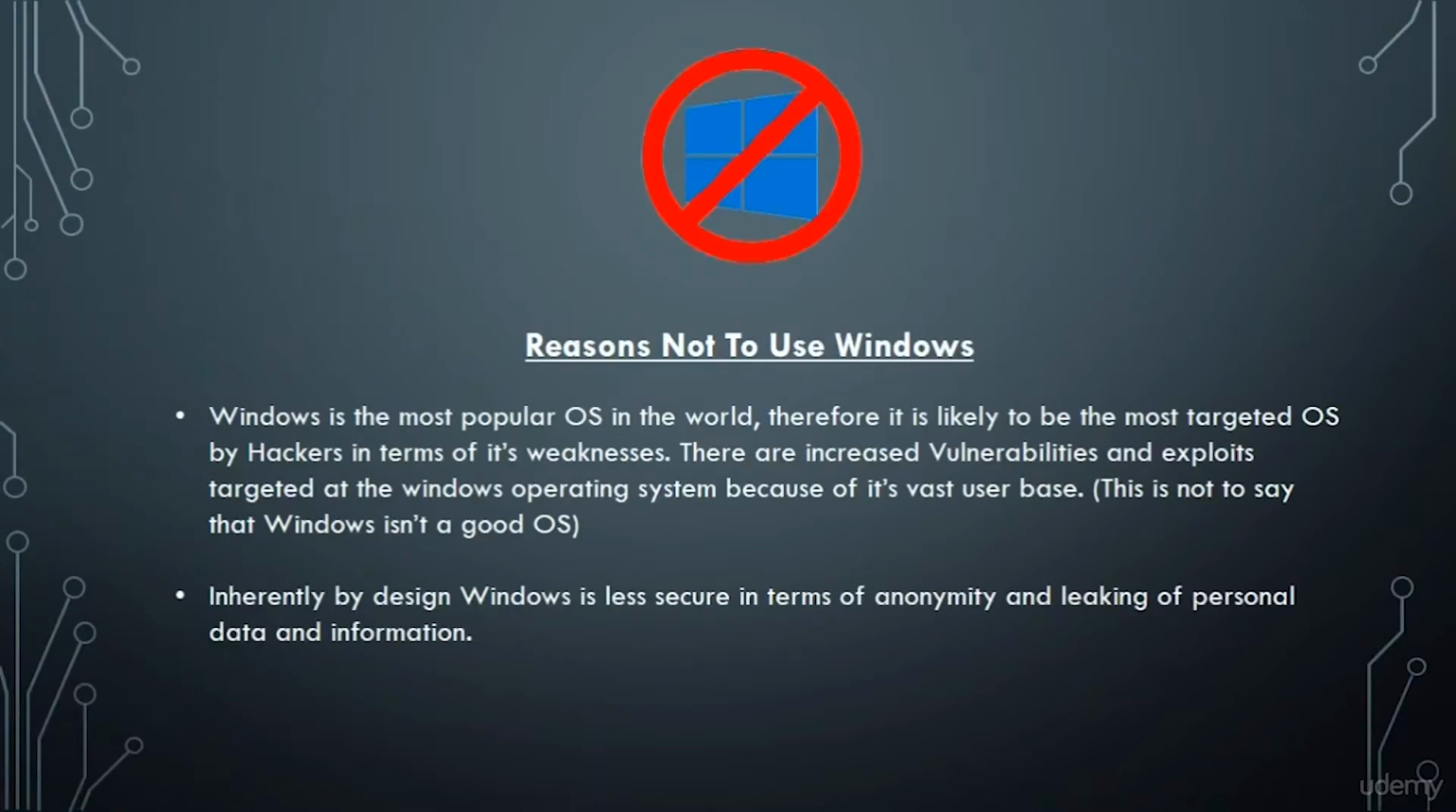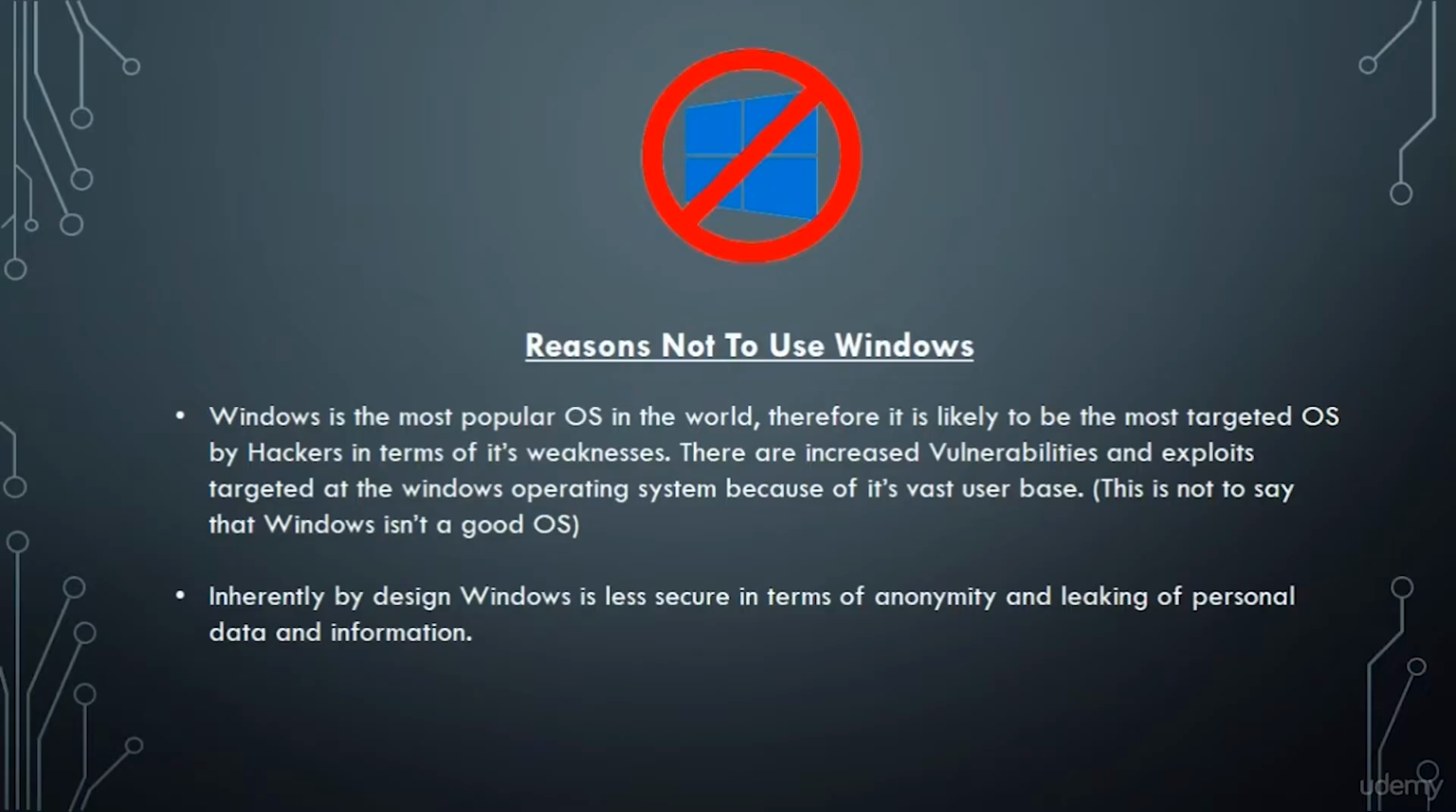the operating system, as it says here, is the most popular operating system in the world. Therefore, it is likely to be the most targeted operating system by hackers in terms of its weaknesses. Being the most popular, it's no shock that people will target it more in terms of producing malware and trying to exploit users. So there are going to be increased vulnerabilities and exploits targeted at the operating system because of its vast user base. This is not to say that Windows isn't a good operating system.